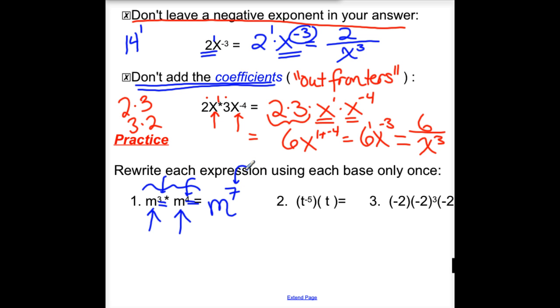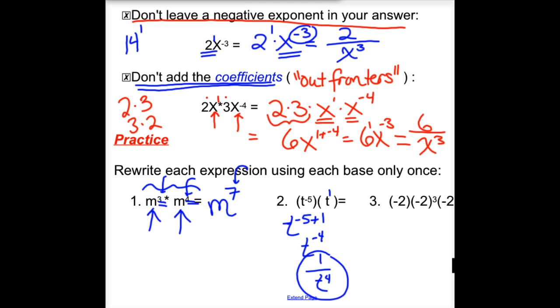All right, next one up. Well, what exponent is this t to? It's to the first. And so we'd have t to the negative 5 plus 1, which gives us t to the negative fourth. And we don't leave negative exponents. We send them down to be more positive. Equivalently, we divide by t 4 times.